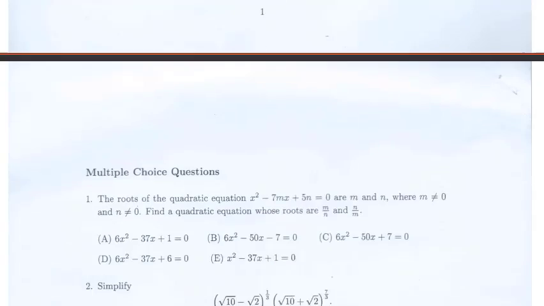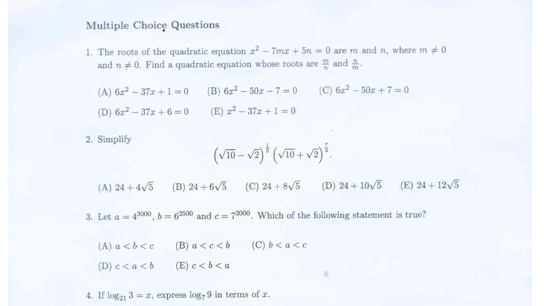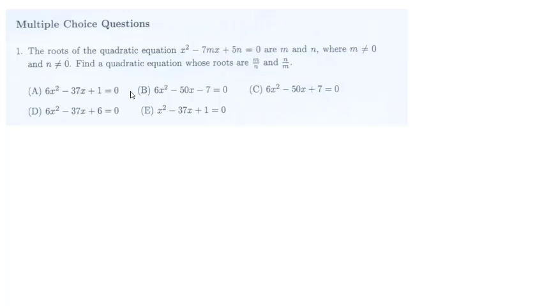Okay, so let's consider the problems. Multiple choice questions. Problem number 1. The roots of the quadratic equation x squared minus 7mx plus 5n equals 0 are m and n, where m is not 0 and n is not 0. Find a quadratic equation whose roots are m over n and n over m.